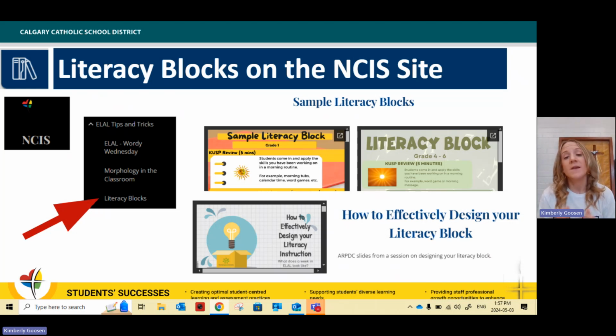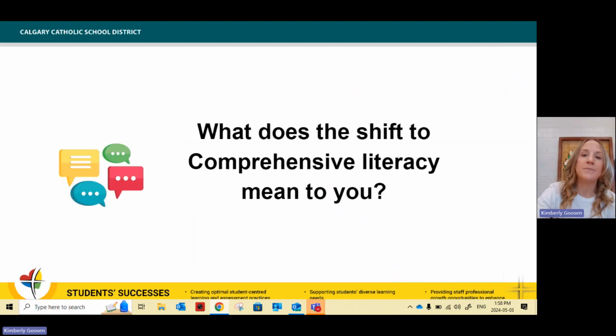So they do have some other samples in there as well, just a caution that their times are not the same as our times. They have a lot more time, but it does give you some suggestions and ideas that you might want to incorporate into that literacy block.